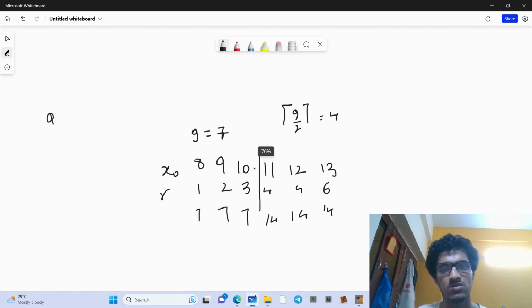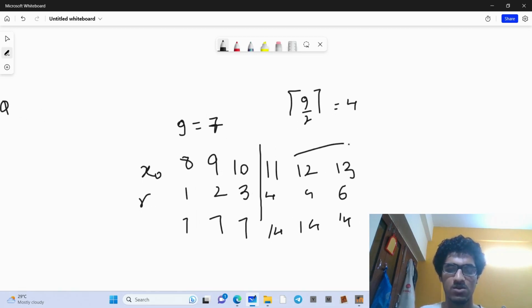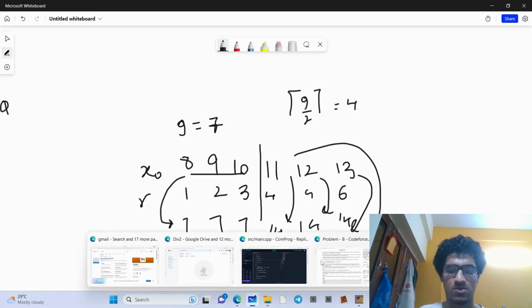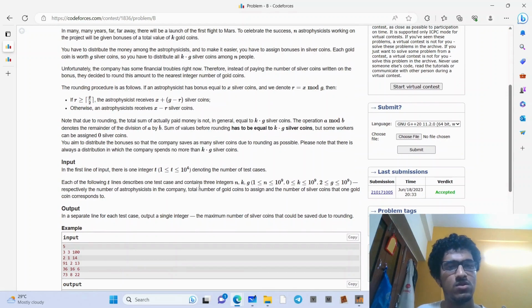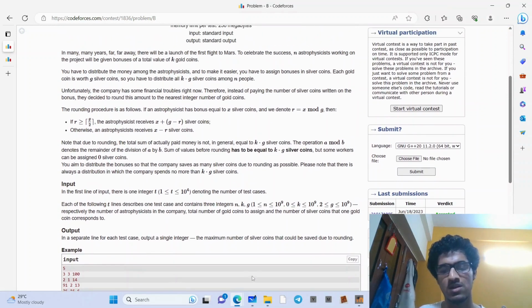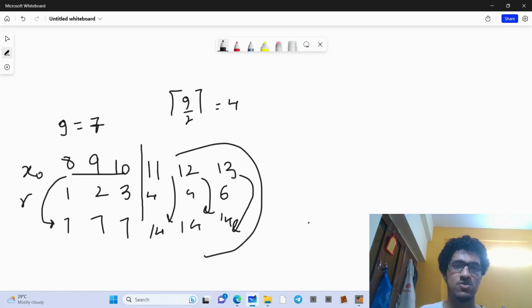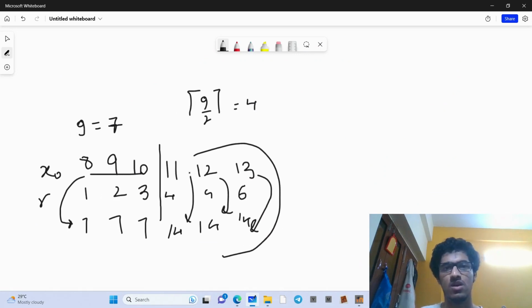So when I say upscale, these three numbers are going to the higher multiple of g. So these are getting upscaled in a way, and these three numbers are going to the lower multiple of g, so these are getting downscaled. Okay, so according to the question, we minimize the final sum. So we maximize how many coins we lose during this rounding process.